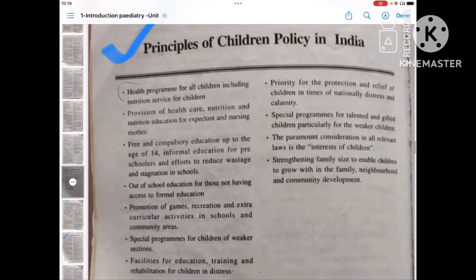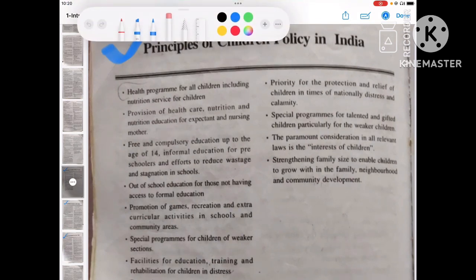The first one is a health program for all children, including the nutrition services for children. So here, first is the health program for all the children. There is no exception for those things. Health program for all children, including the nutrition service for children. So that is the first principle.